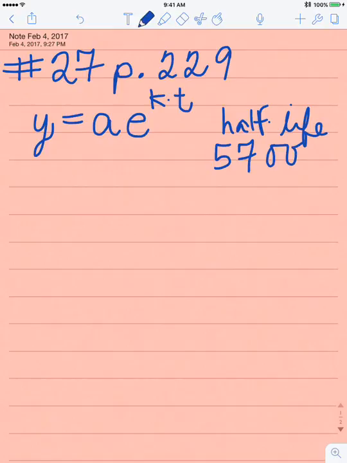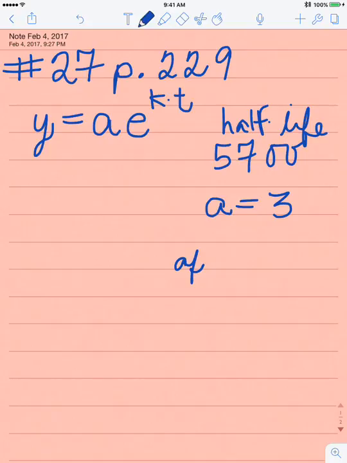5,700 years. And if you remember your chemistry, and if you don't, I'm going to tell Mr. Severin, all that means is that half of the mass of this isotope decays in 5,700 years. And we're also given that the initial quantity was 3 grams. So we're given that A is 3 grams. So the first thing we have to do is solve for K. And after we solve for K, we can answer the real question. And the question in the book is, how much am I going to have after 1,000 years?